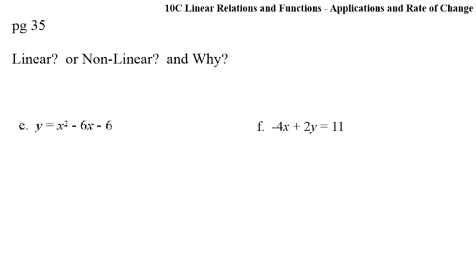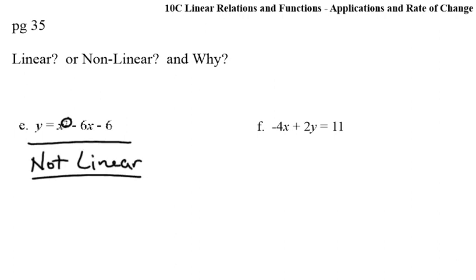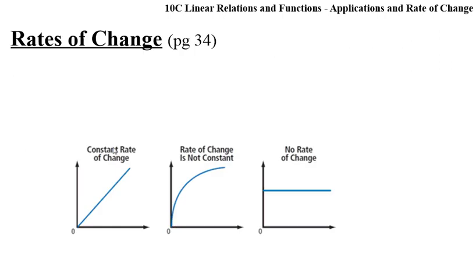E and F, here's an equation. What do we notice right away? We notice that we have an exponent of 2, and we can only have exponent 1s for linear. So because of that exponent 2, it's not linear. Here, our x has an exponent 1, y has an exponent 1. Exponent 1 tells us it's linear. So when is it linear? How do we know? Different ways we can check if our relations are linear.